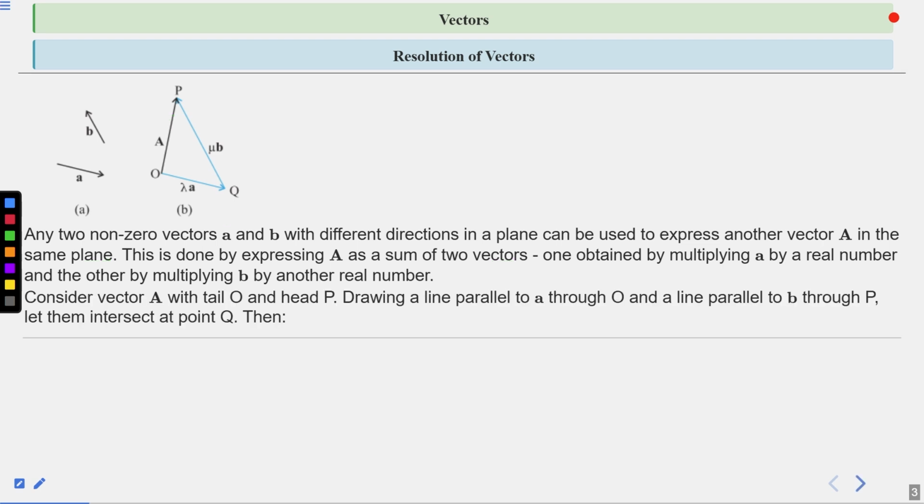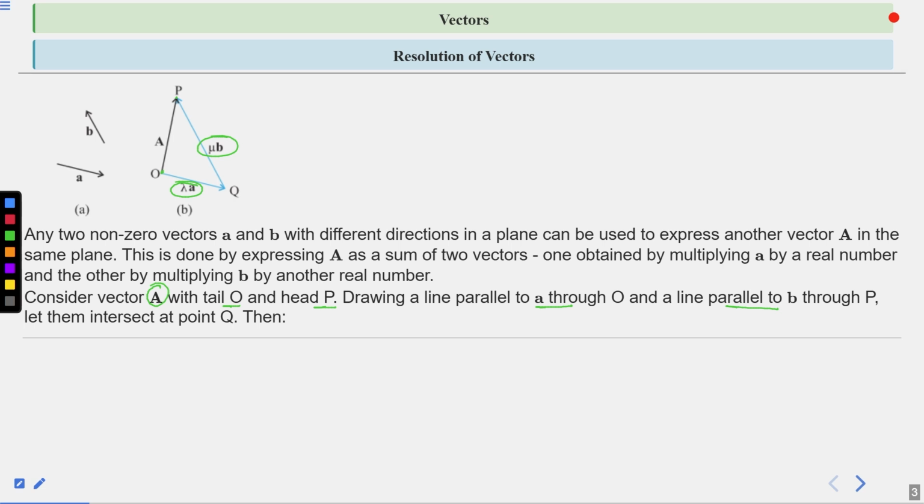So here consider vector a with tail O and head P. Drawing a line parallel to a through O and a line parallel to b through P, let them intersect at point Q. So Q is the intersection point of vector lambda a and the second one, that is mu b.